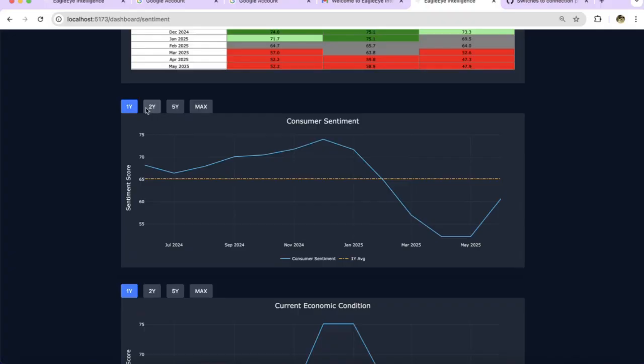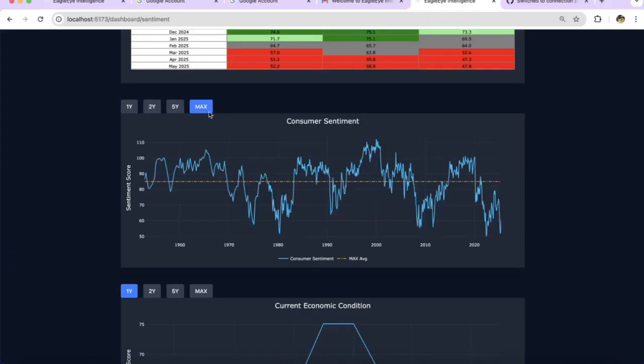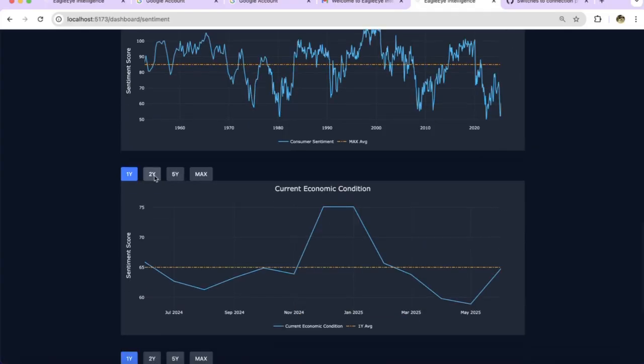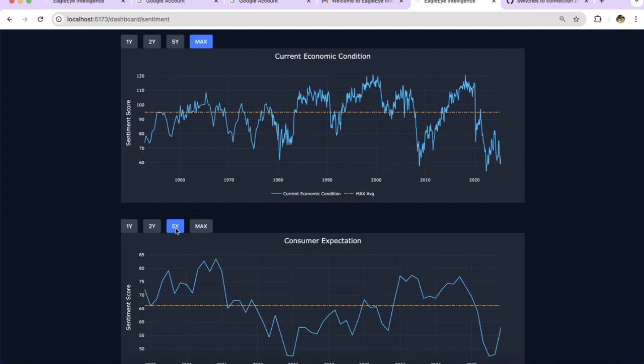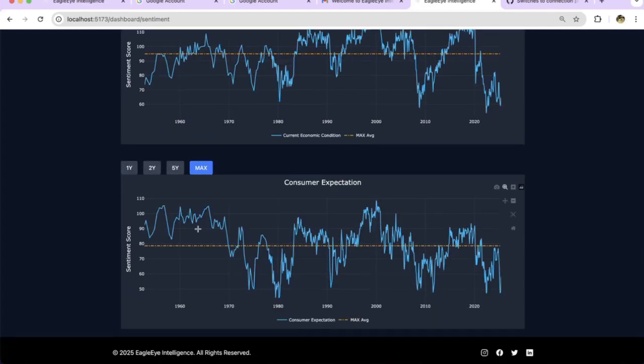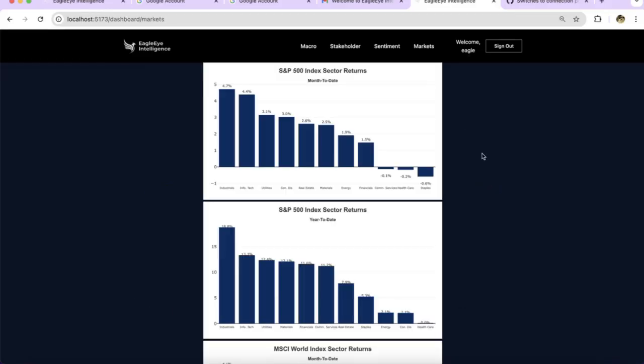This is the consumer sentiment chart, where you can see how it is relative to historic levels. Same thing can be done for the current economic condition. And lastly, the consumer expectation, which is on the market outlook in the future. Okay, now moving on to markets.